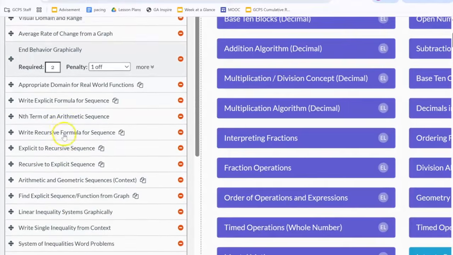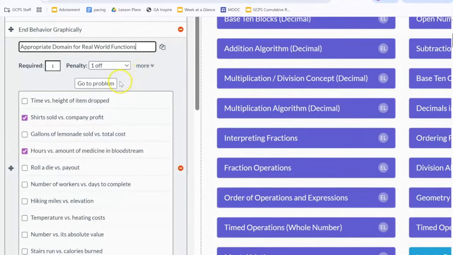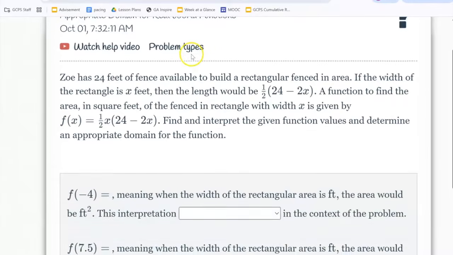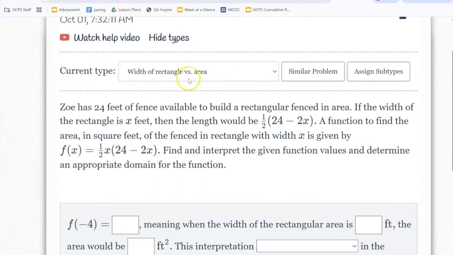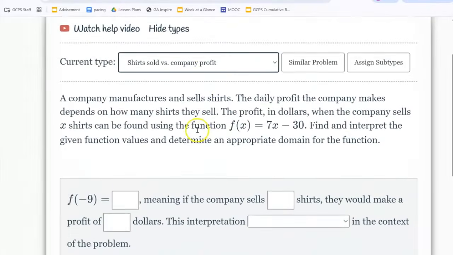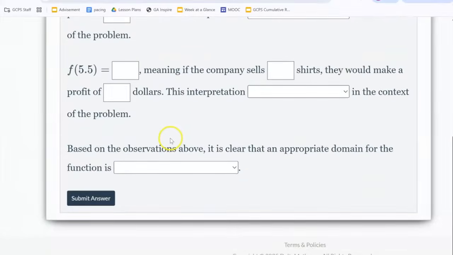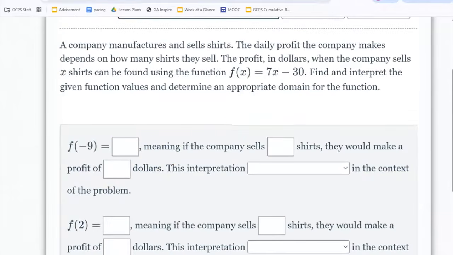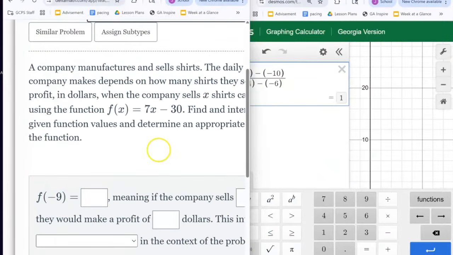All right, now we're going to do appropriate domain for real-world functions. All right, this problem seems very long, but it's really not. I'm going to go off the assumption that you know how to evaluate a function because that's going to save us some time in the explanation.